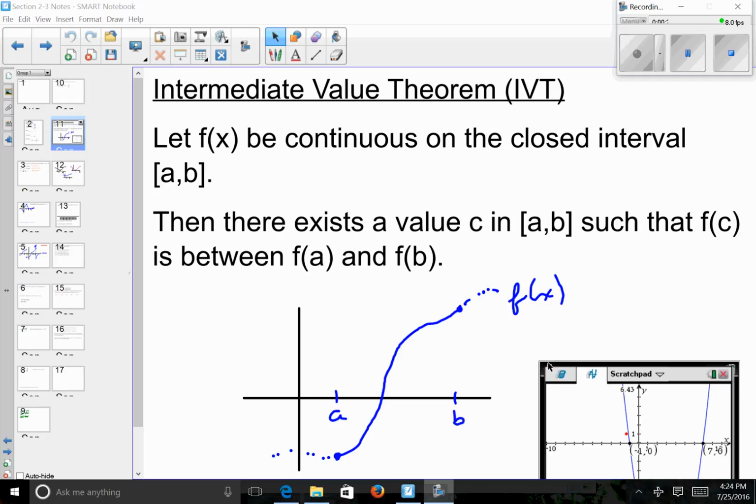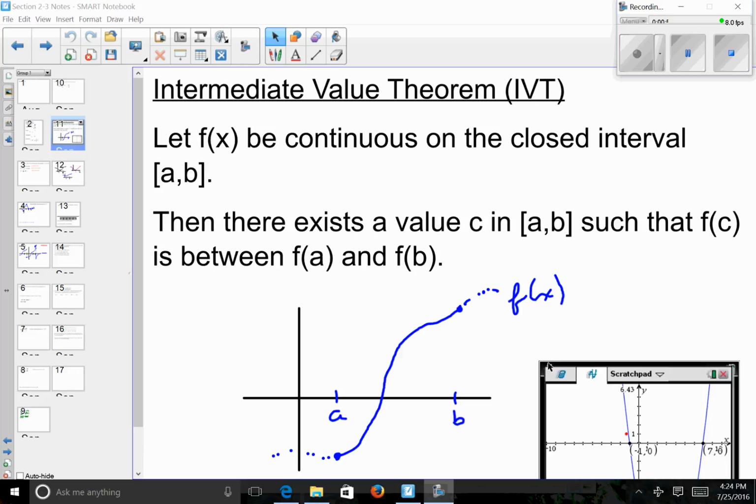If you're going to appeal to the IVT in a problem, you must first show somewhere in your work that your function, it may be called f, it may have a different name, but that your function is continuous on a specific closed interval. If you do not do that, you cannot apply the IVT.